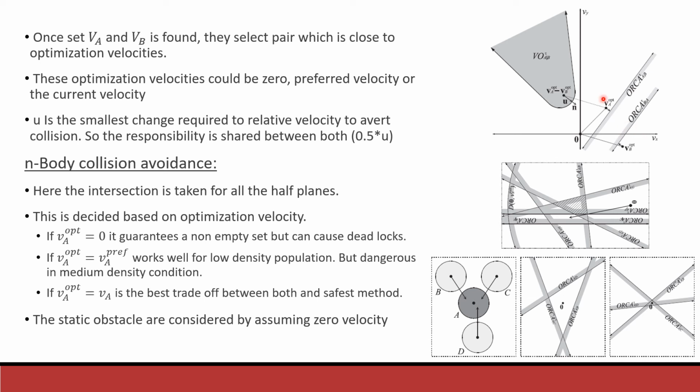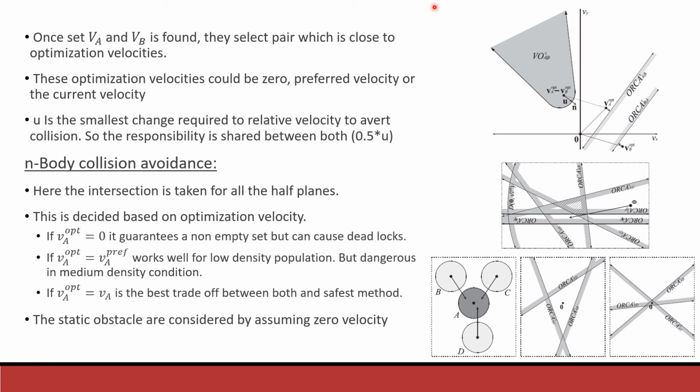And this is the case for a simple one-to-one robot and obstacle problem. But if we have n-body collision avoidance, we would get several of these half planes. So we need to find a common intersection of them, and those will be the valid velocities that will prevent collision in the future time t.